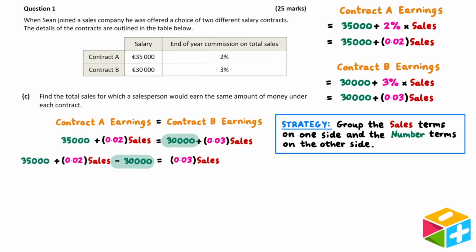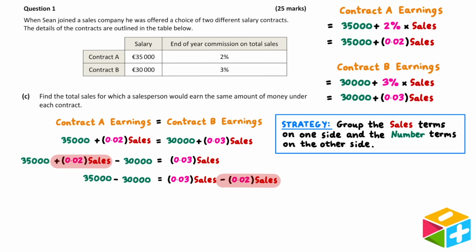To begin, we can remove the 30,000 from the right-hand side by subtracting 30,000 from both sides. Next, to remove the 0.02 sales from the left, we can subtract this term from both sides. Now we can do some simplification. 35,000 minus 30,000 is 5,000. And 0.03 times sales minus 0.02 times sales gives us 0.01 times sales.